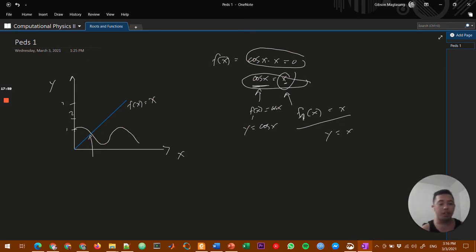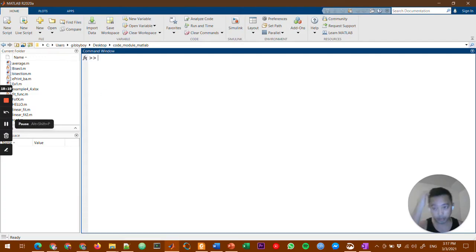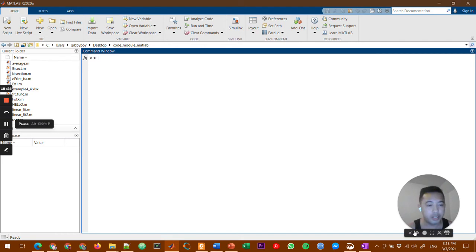So this is just one way to get the solution, which is graphically. You can see that the solution is automatically shown. So we can plot that using MATLAB. So let me just close this video so that it doesn't occupy space.